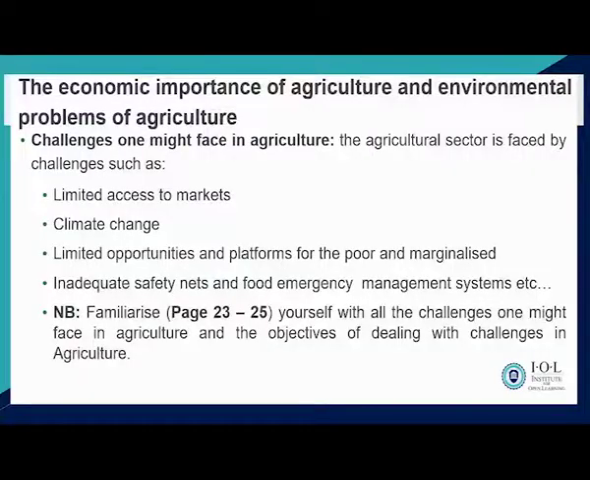Okay, so what are some of the challenges that one might face in agriculture? We have several challenges such as limited access to markets, climate change, which is now a global problem, limited opportunities and platforms for the poor and marginalized farmers, and inadequate safety nets and food emergency management systems. There are also others, and you are urged to familiarize yourself with those. In your study guide, pages 23 to 25, they are outlined and discussed in more detail. So do make sure to visit those pages.